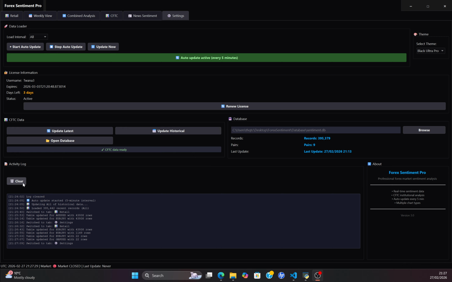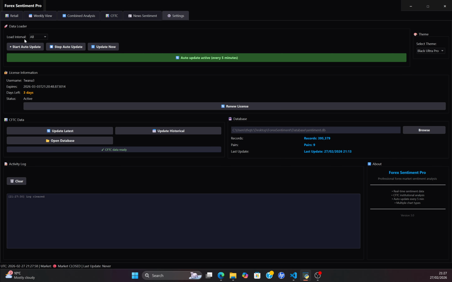I'll give you a quick brief on the software and what to expect in this version 3, which is coming in a combined analysis between the retail trader, CFTC, which is known as COT data, and a new feature, which is news sentiment within the software automatically. Without further ado, let's just get started.